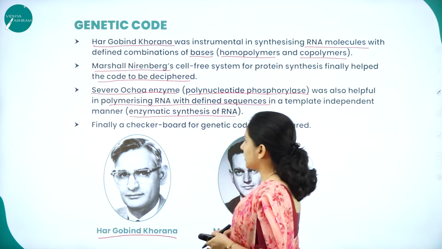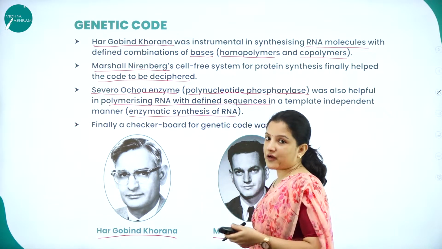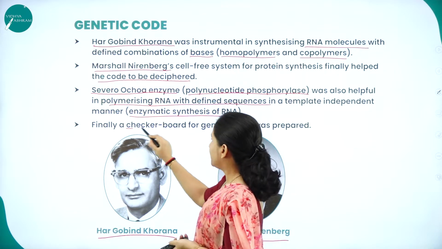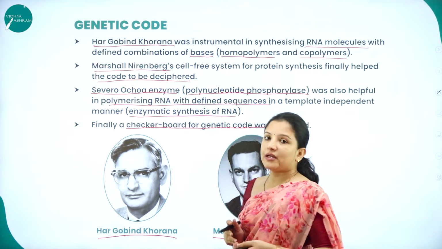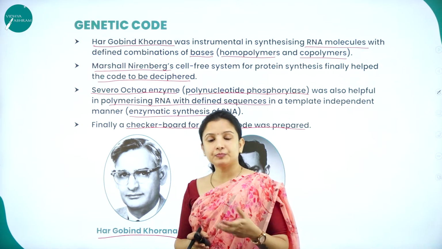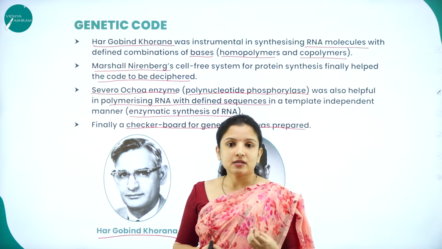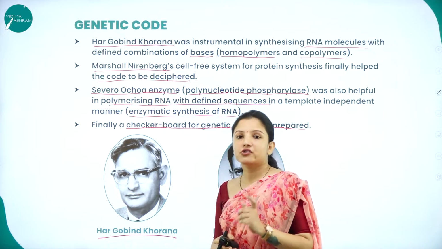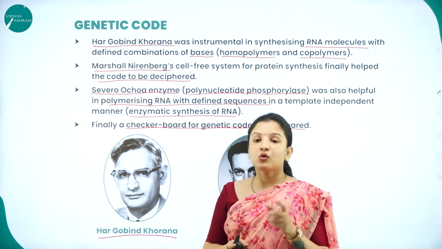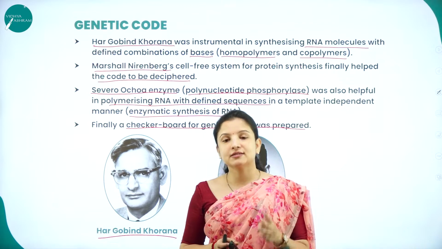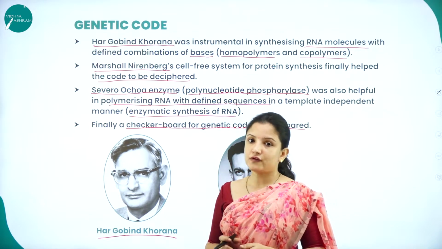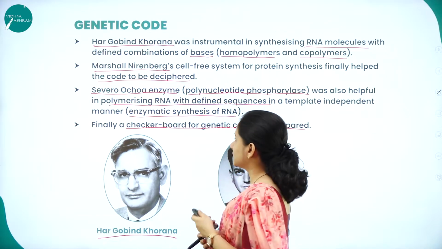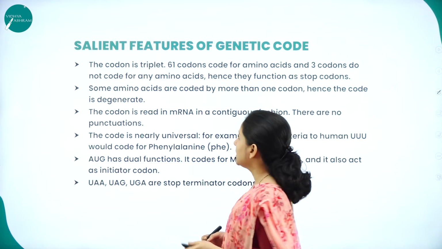And finally, after all these findings, a checkerboard, which I had shown you in the previous slide, was put together for the genetic code, and based on that, people came to know that the genetic code is a triplet code, and the expression of the genetic code in the form of a triplet code, which consists of 3 nucleotides, is very important for the synthesis of an amino acid and therefore for forming proteins. So that is how the genetic code came into existence.